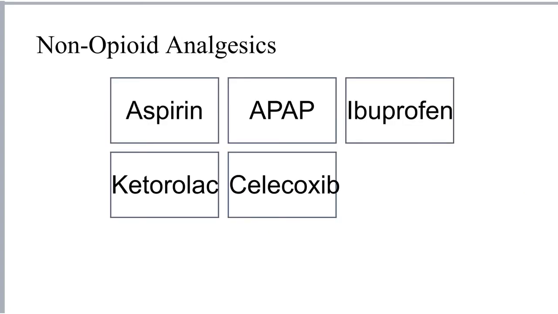The non-opioid analgesics that have efficacy in the treatment of pain include aspirin, acetaminophen, ibuprofen, ketorolac, and celecoxib as examples, although there are, of course, many others that fall into the NSAID drug class. The mechanism of these drugs is review from your P1 year.